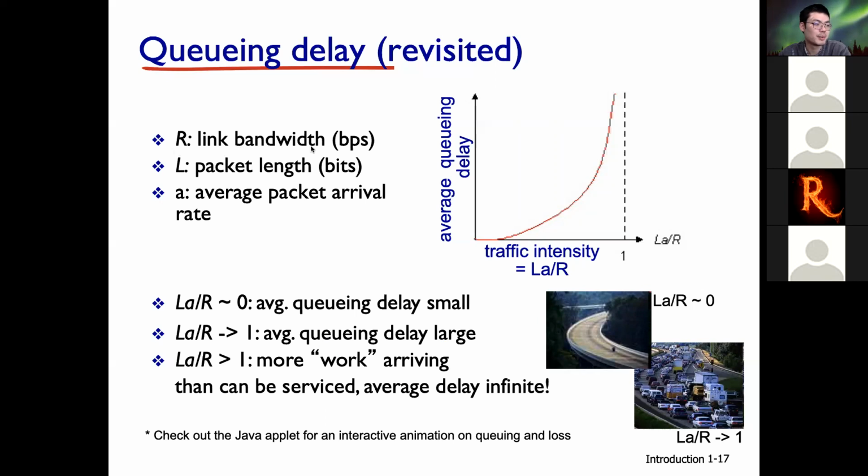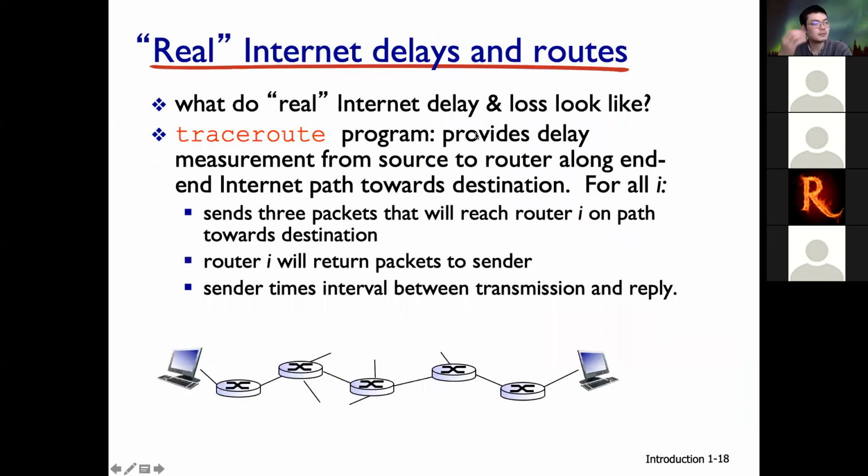The bandwidth means the speed, how fast you can put bits on the wire. All right, so this is the concept, and this is the conclusion from queuing theory. You can actually prove that. Any questions? If not, let's continue.